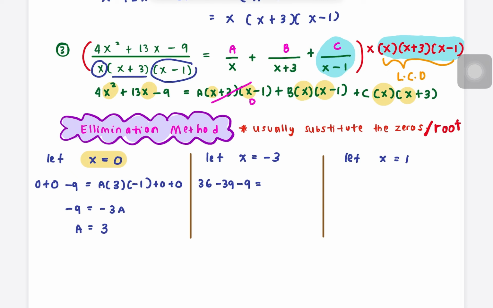So can you, 36 minus 39 minus 9 is? This one is equal to negative 12, equal to 12b. So b will be negative 1.